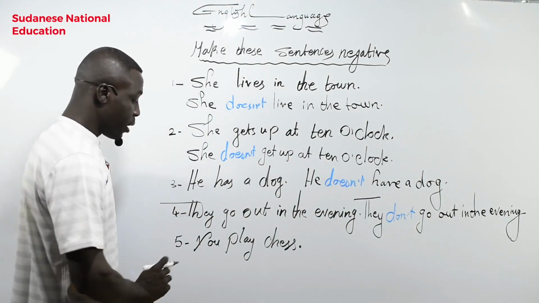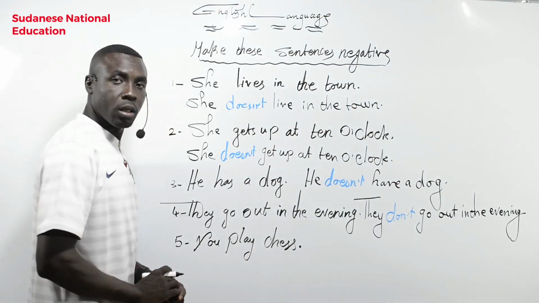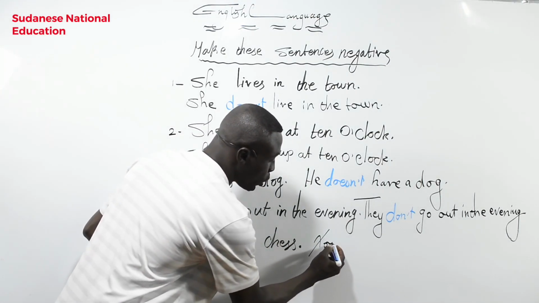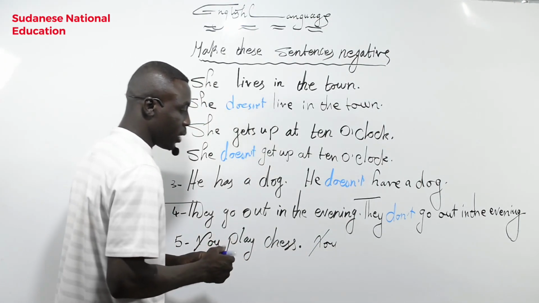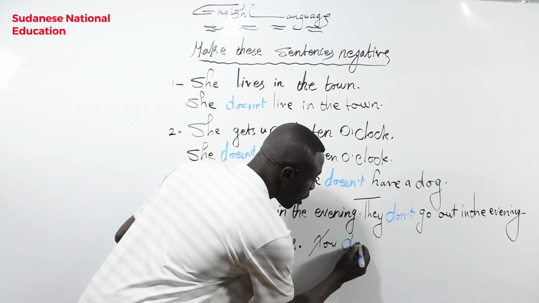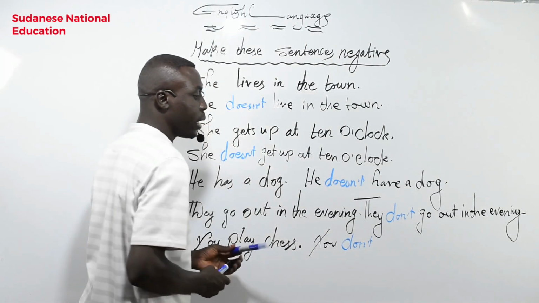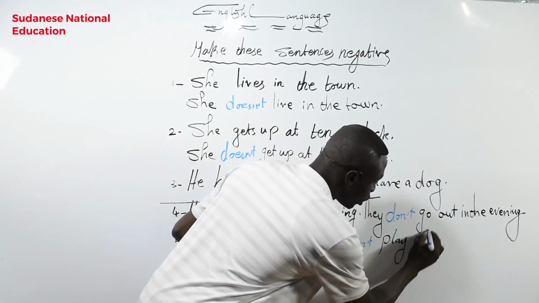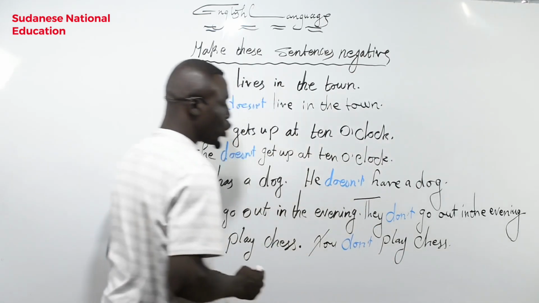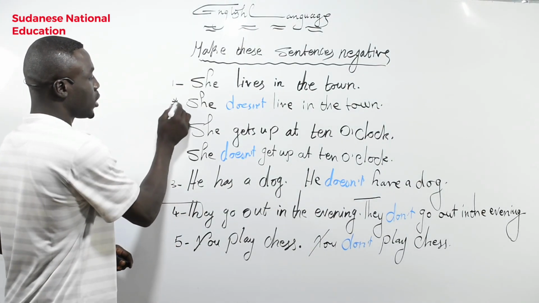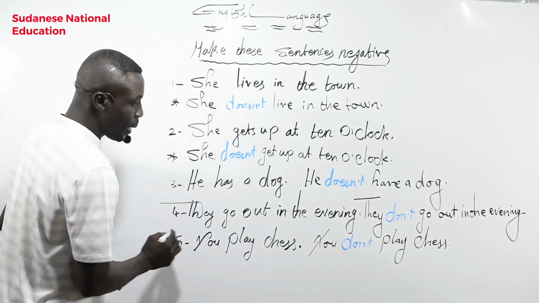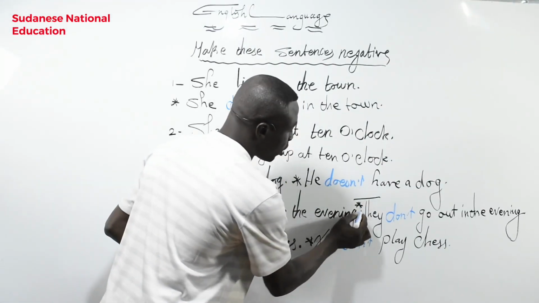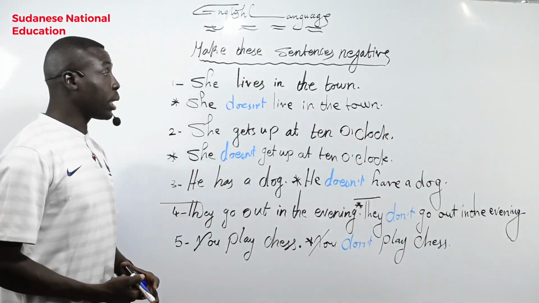Last one, number five. You play chess. Negative sentence: you don't play chess. So we call this one a negative sentence. These are negative sentences. Let us read them again.